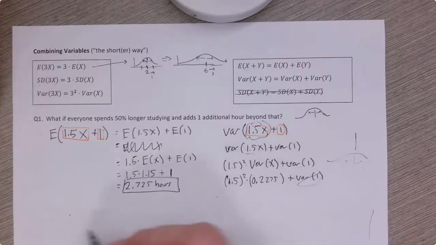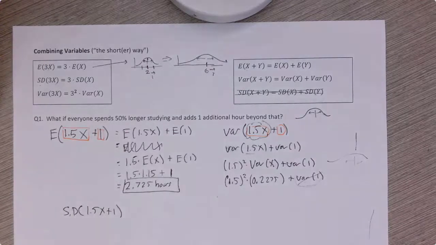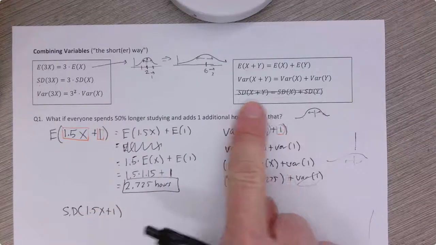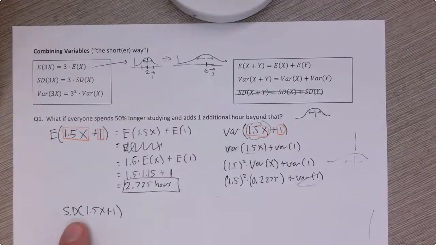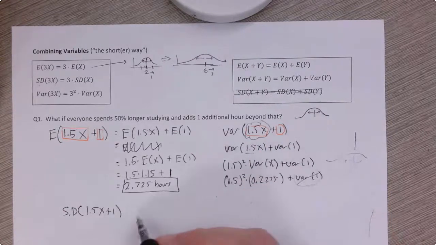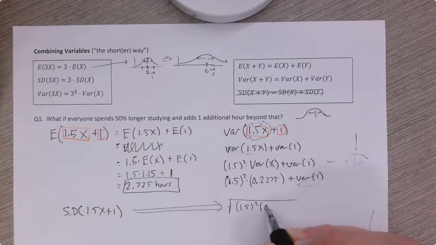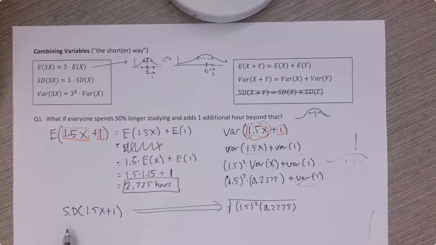Let's do the last one. Let's pretend I'd asked you what's the standard deviation of 1.5x plus 1. Here, I can't apply this equation because this is not an equation. I can't say this is the standard deviation of 1.5x plus the standard deviation of 1. So one thing I could do would be to say, first, let's find the variance of this thing. So I'd go through all the steps to find the variance, and then at the very end, I'd say, all right, standard deviation is just the square root of the variance. Whenever you're asked to find standard deviation, you should always think, maybe I'll find the variance first, and then take the square root. And that would work.